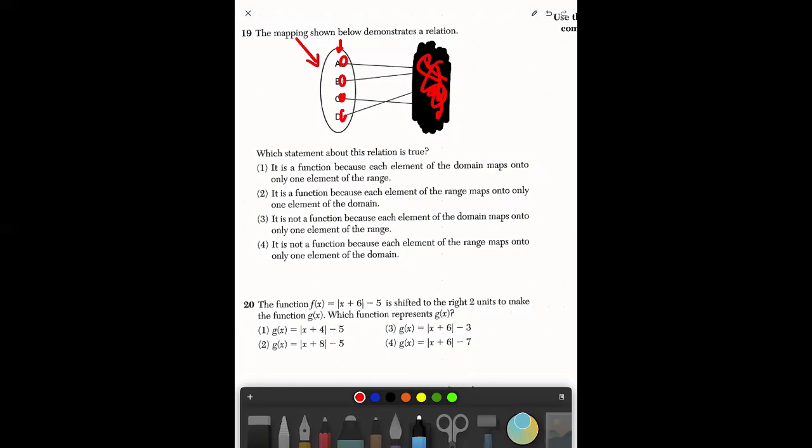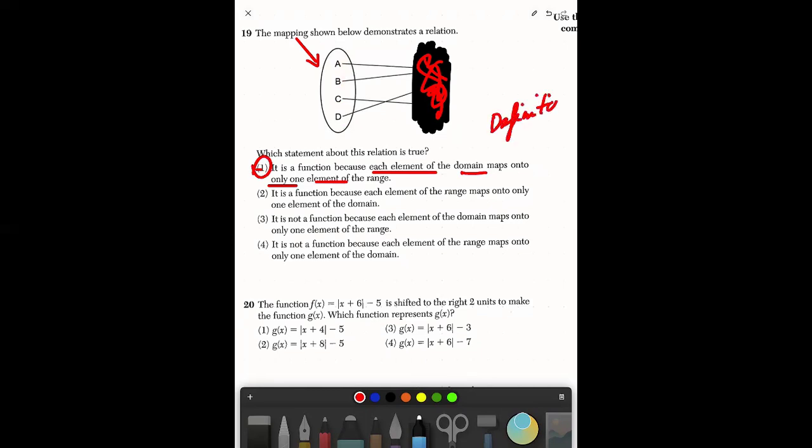Every input has to have one and only one arrow, period. It has to have one and only one. That's why they say that, right? So this is a function because each element in the domain maps onto one and only one element of the range. That's the definition of a function.